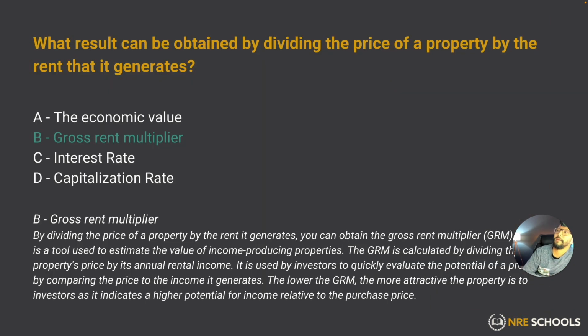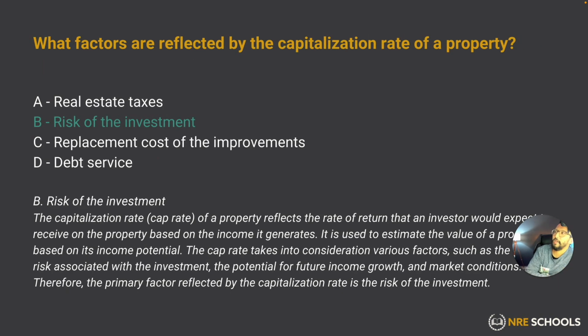What result can be obtained by dividing the price of a property by the rent that it generates? And that formula is actually the gross rent multiplier. Take some time, review that, go through that in detail. And what factors are reflected by the capitalization rate of a property? It's the risk of that investment. Remember, the cap rate is created and calculated to help an investor determine if an investment is a good or bad investment.